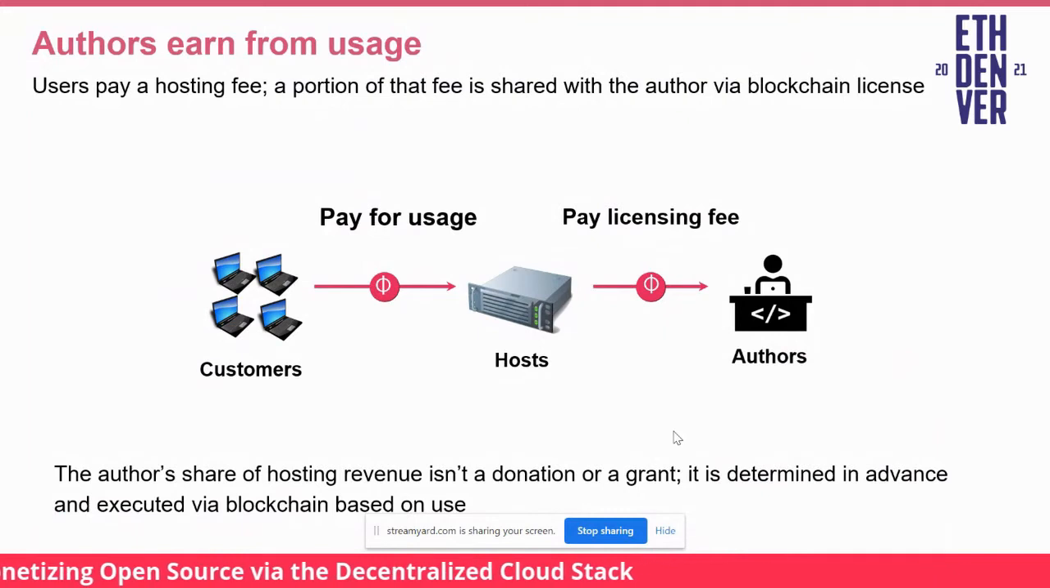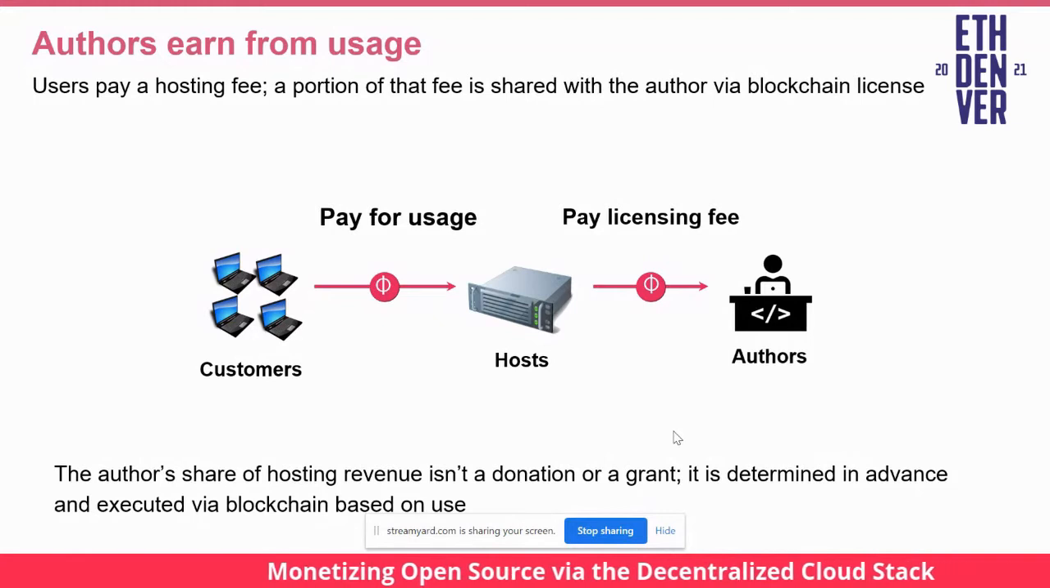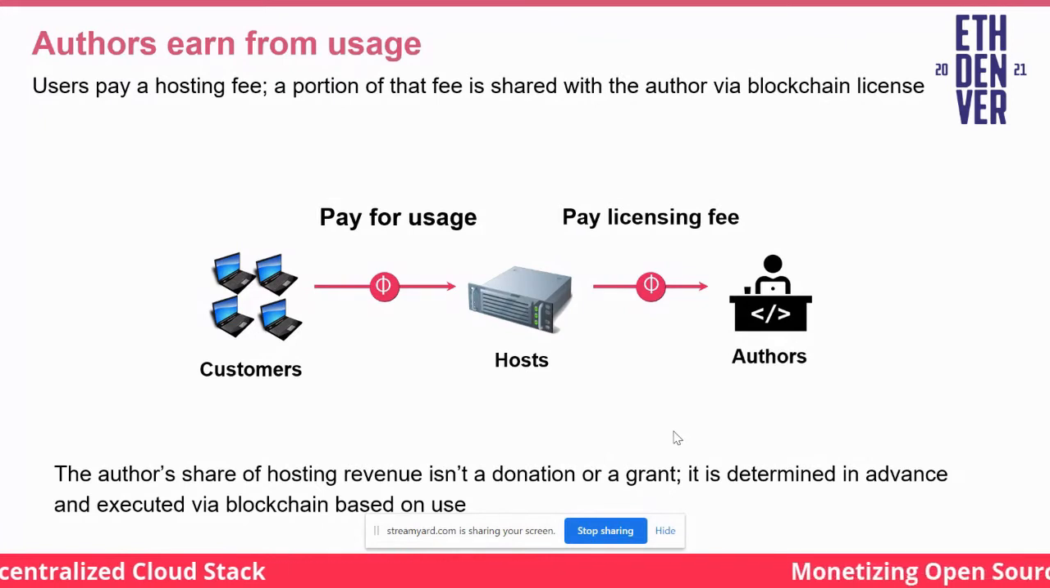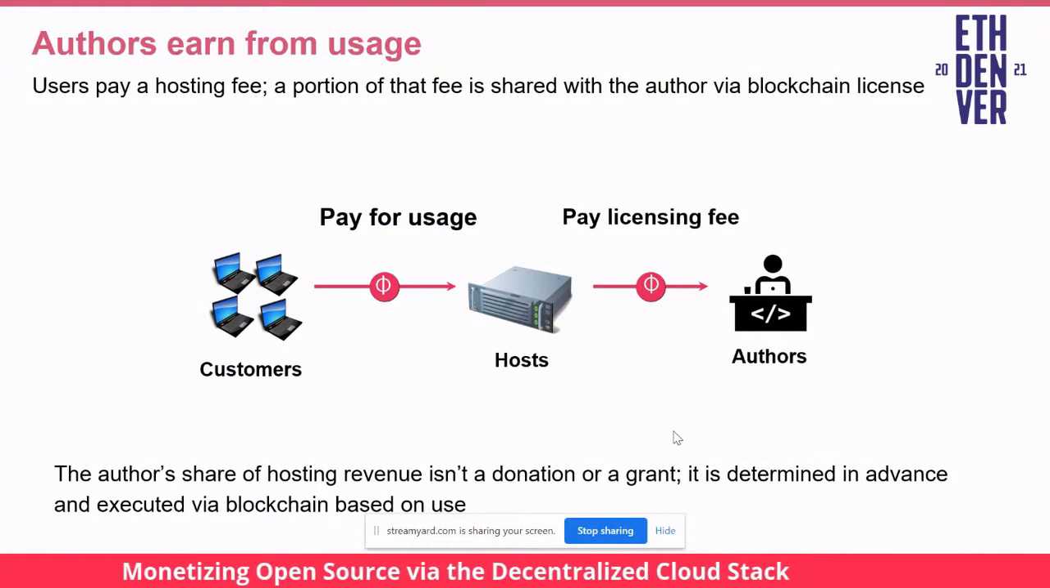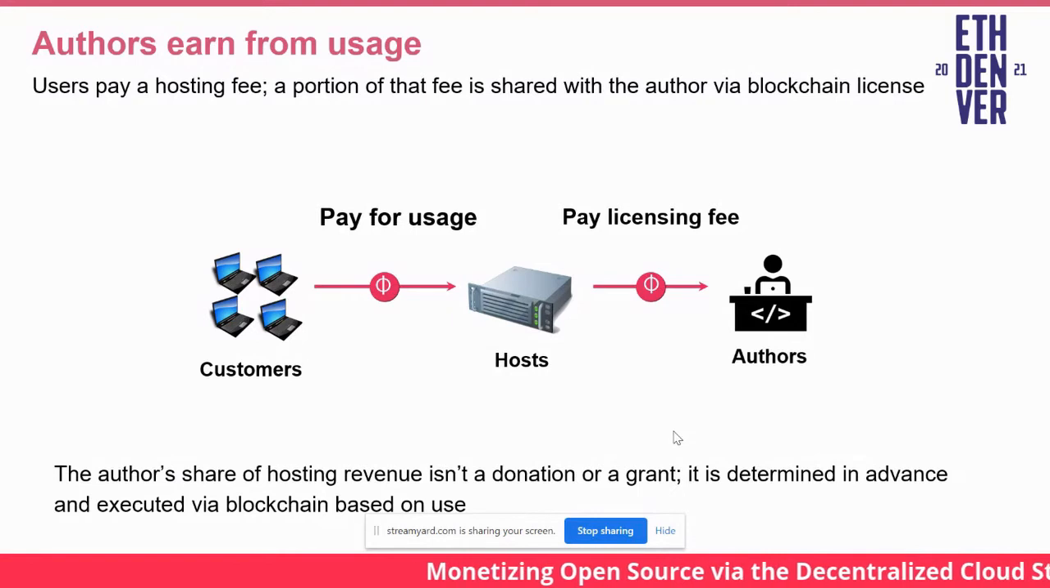So the end customers are paying for the usage, they're paying for the hosting, and there's a license fee that then goes to the author. An important piece of this is it's not a donation, it's not a grant, and it's determined in advance, and it's executed via blockchain based on use. This is all determined in advance. The host can't say, I'm not going to pay that actually, because it's smart contract driven. And so it's part of the whole stack here. That's a very critical piece of making sure that everybody is rewarded as intended.